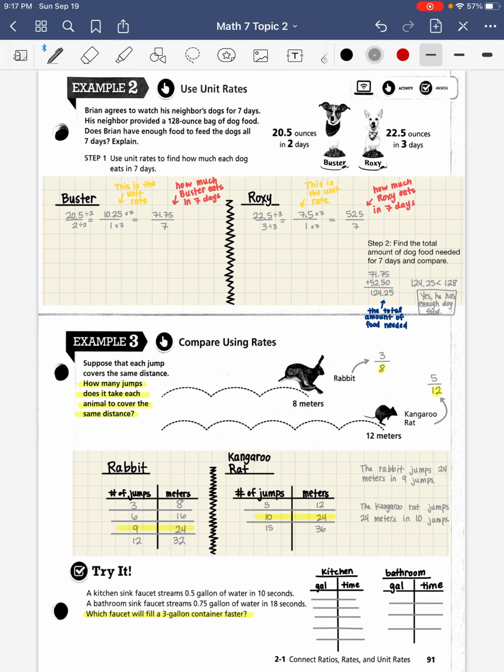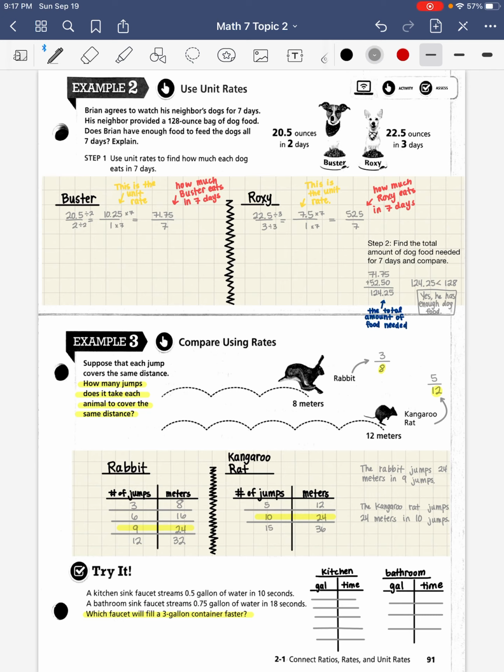Okay, moving on to try it. A kitchen sink faucet streams half a gallon of water in 10 seconds. A bathroom sink faucet streams 0.75 gallons of water in 18 seconds. Which faucet will fill a 3-gallon container faster? Okay, so I am going to make a table here.